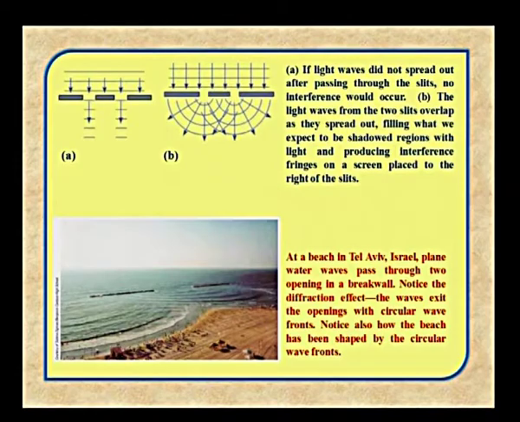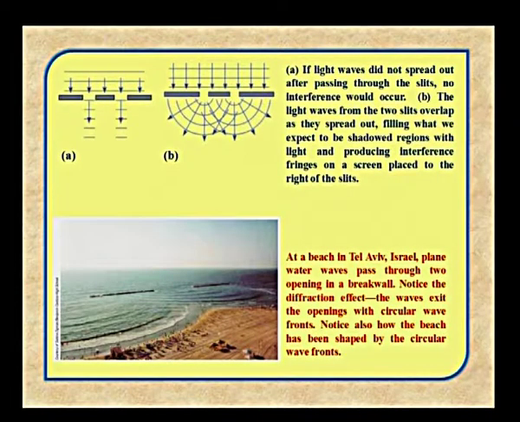So, light coming from an ordinary bulb may be a monochromatic source, but it may not lead to an interference pattern. Now, you see here light coming from two slits. If light waves did not spread out after passing through the slits, no interference would take place. It will be spreading. So, what do you understand from this? The width of the slit should be narrow, it should not be very broad.